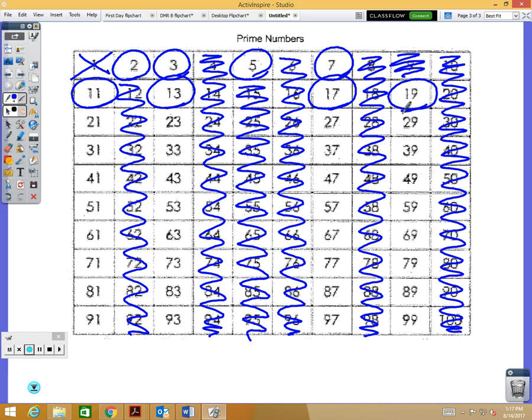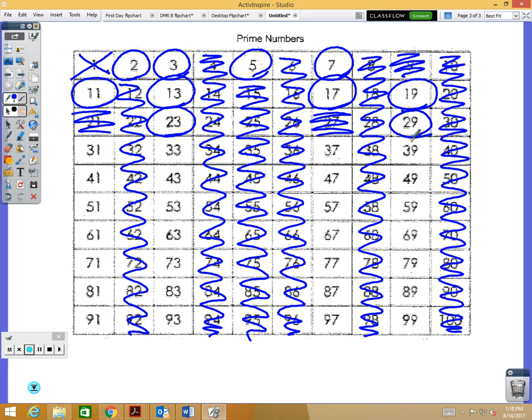21? Why is 21 composite? 3 times 7. 23? Prime. 27? Why? 3 times 9, 9 times 3. Okay. 29? Prime. 29 is prime. Do you guys know the divisibility rule for if something is divisible by 3? The divisibility rule for knowing if something is divisible by 3 is if you add up the digits, the sum of the digits is divisible by 3.